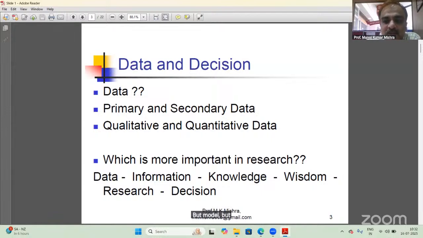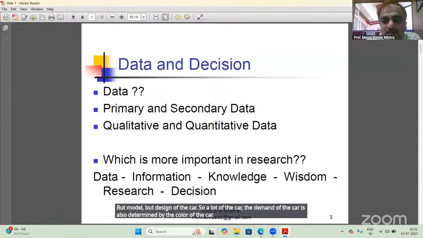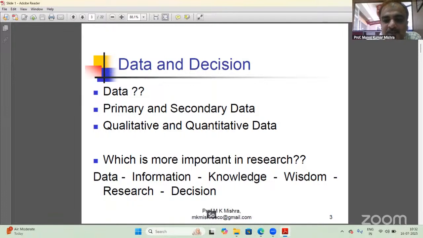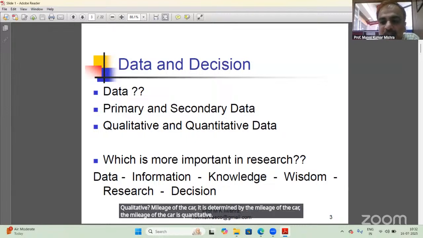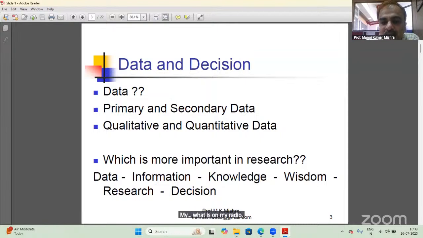the design of the car, the color of the car, the demand of the car is also determined by the color of the car. So color is qualitative, design of the car is qualitative. The demand is also determined by the mileage of the car. The mileage of the car is quantitative. What is the mileage of the car? It also determines the demand. It is quantitative.